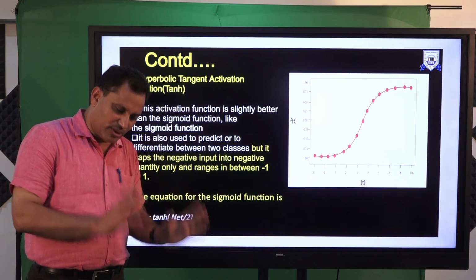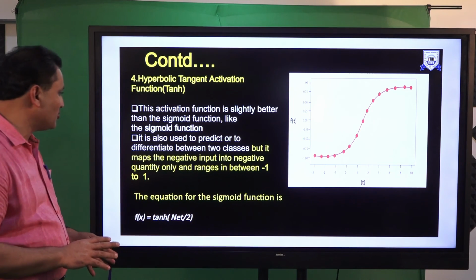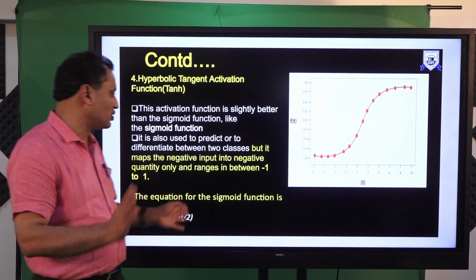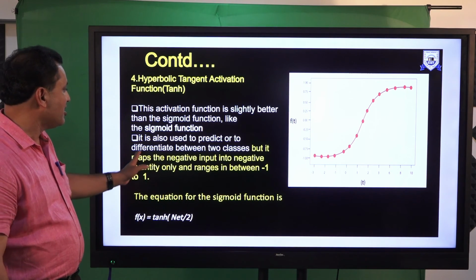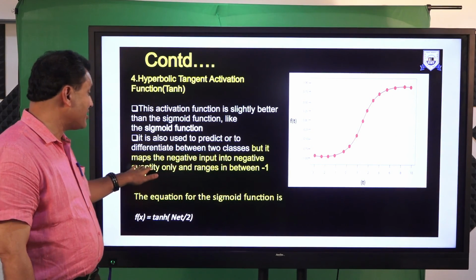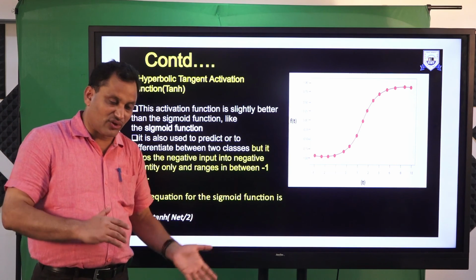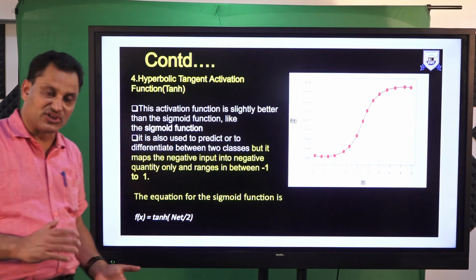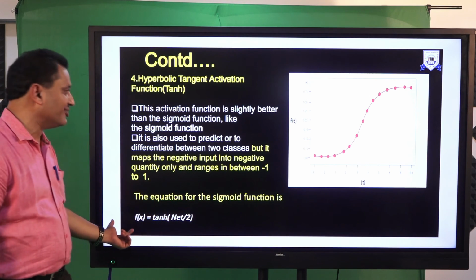The next function which is frequently used is the tanh function, or hyperbolic tangent activation function. It is very similar to the sigmoid function. The only difference is that the range is between -1 and 1. Another very important difference with the sigmoid function is that it is also used to differentiate between two classes, but it maps negative input to negative quantity only. In the case of the sigmoid activation function, the range was 0 to 1. Here the range is -1 to 1, and the equation is this one.